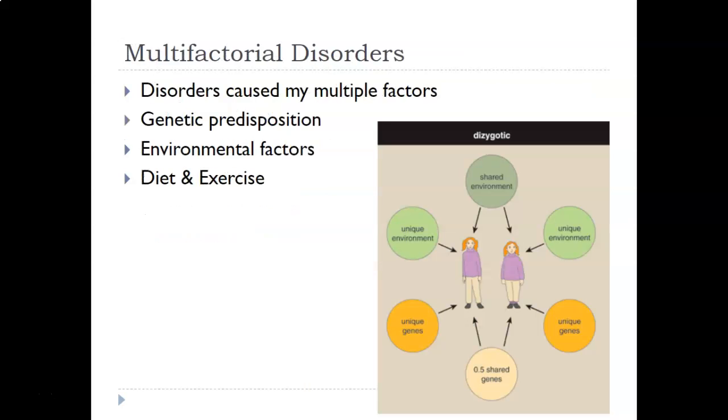And the last thing we're going to talk about is multifactorial disorders. Again, these are disorders caused by multiple factors. You could have a genetic predisposition, where you are predisposed to get the disorder, along with environmental factors, diet and exercise. Lots of similar factors can affect one disorder.